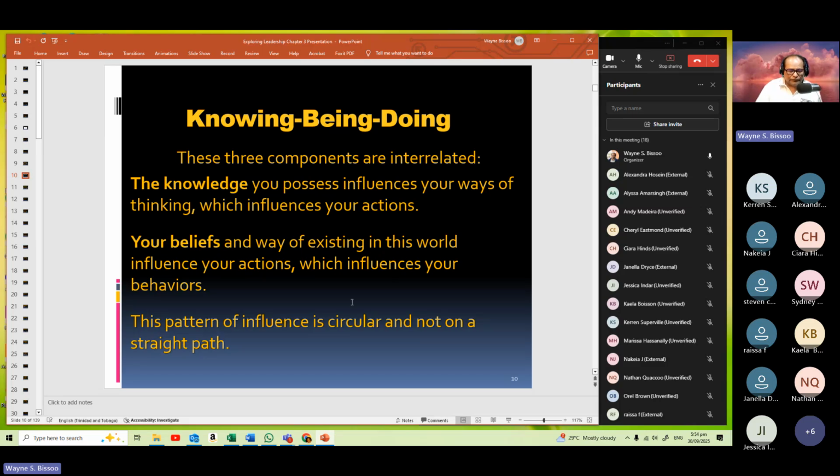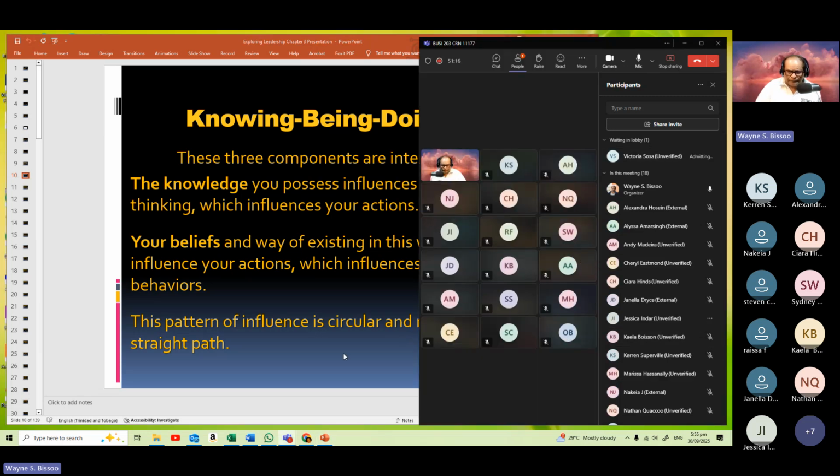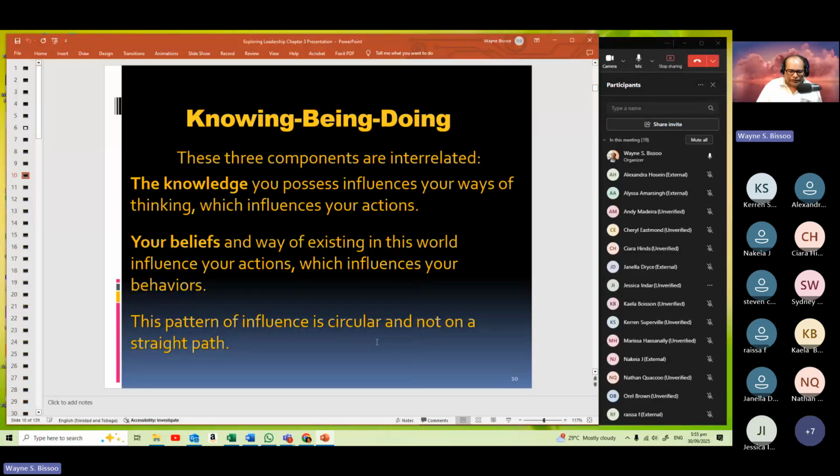And that pattern of influence that they talk about being circular is that every time you get into that process of getting to know yourself and trying to interpret how other people are seeing you, it is a never-ending process of circular type development. It's really something that you have to pay attention to and continuously be involved in order to benefit from that self-development. Okay, those three: knowing, being, doing.